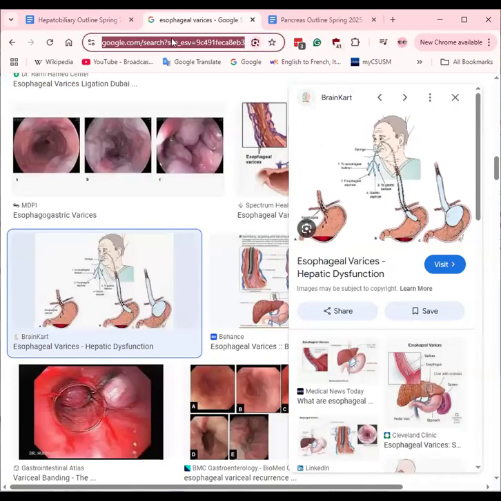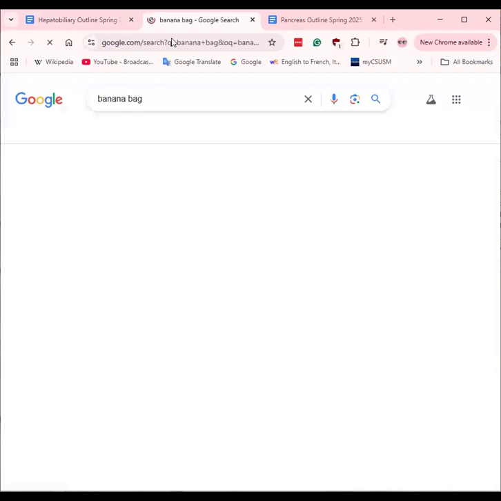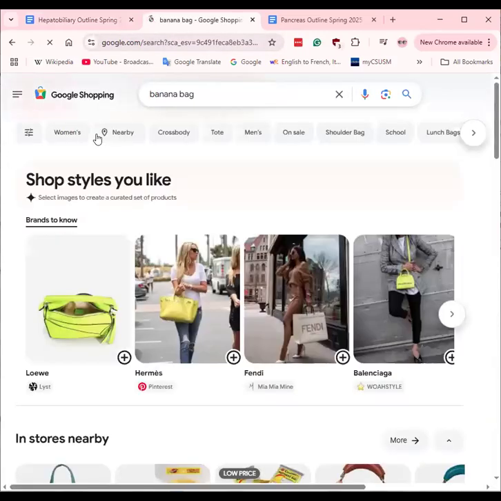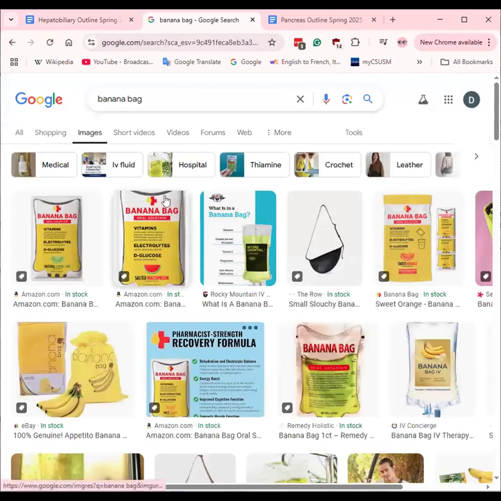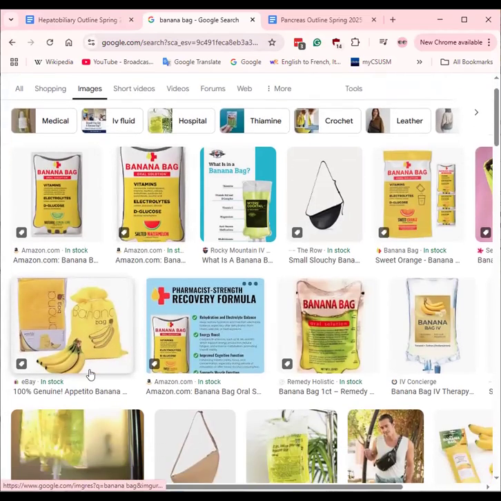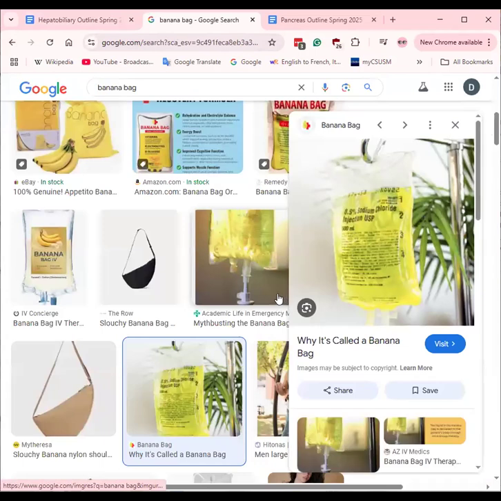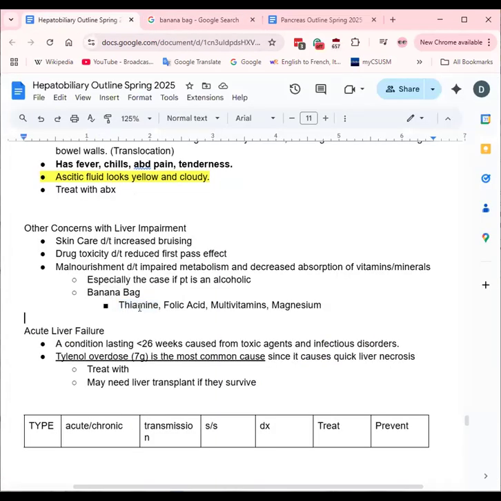And I'm sure he showed you guys a picture of the banana bag. That is not what I meant. There we go. It is this little solution right here. It's basically NS and it's got all this stuff in here and it's yellow. So that's why they call it a banana bag.